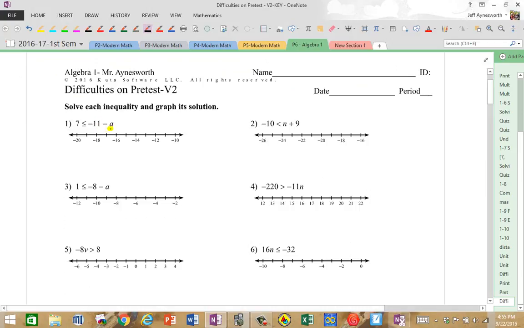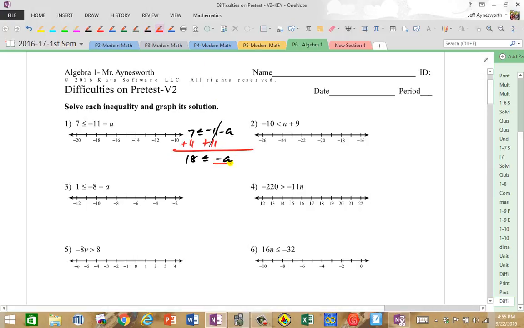All right, the first thing we're going to do is I'm going to rewrite it over here. So 7 less than or equal to negative 11 minus a. Well, the first thing I want to do is isolate your variable here. So I notice that I see a negative 11 here, and the opposite of negative 11 is positive 11. So I'm going to add the opposite, okay? These cancel. I get 18 less than or equal to negative a.